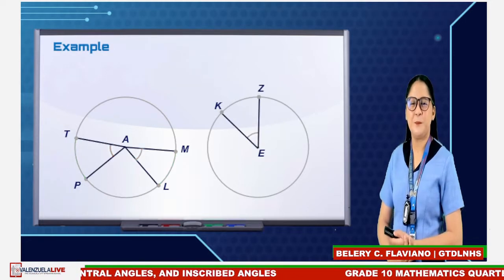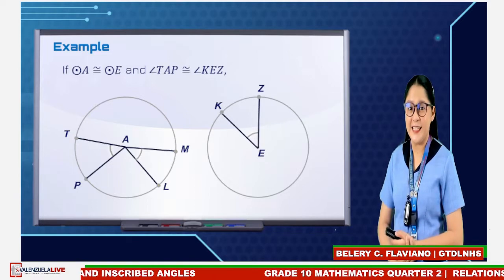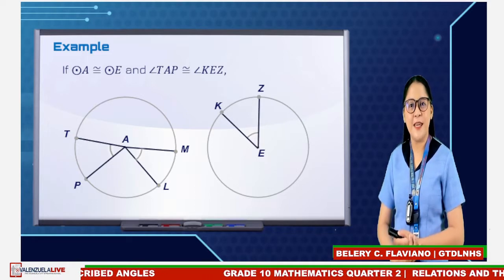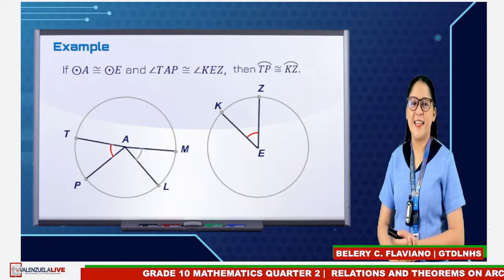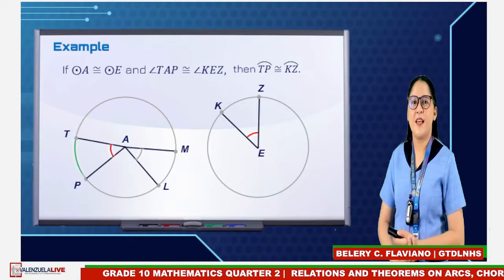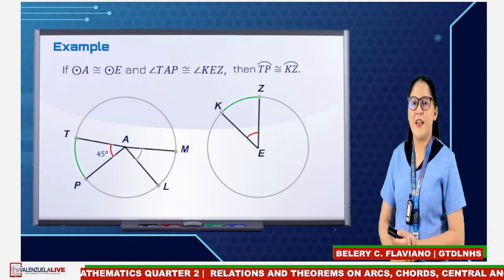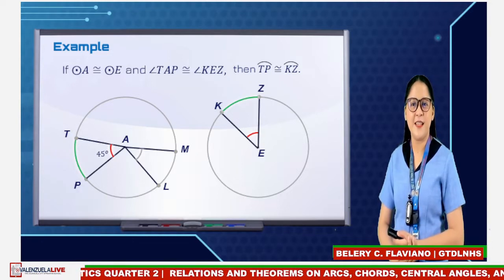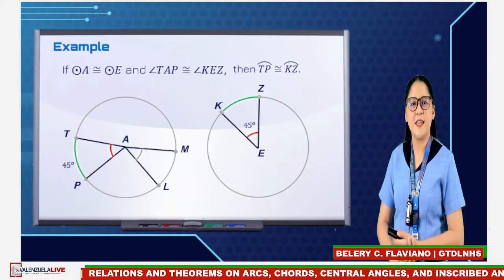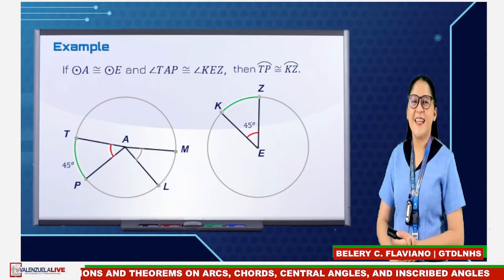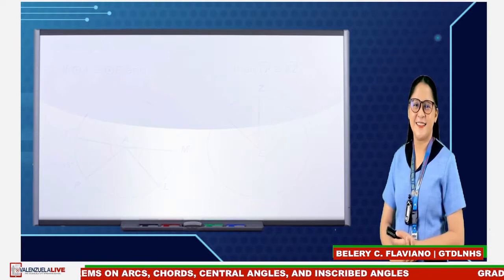Another example, if circle A is congruent with circle E and angle TAP is congruent with angle KEZ, then arc TP is congruent with arc KZ. So therefore, if angle TAP is equal to 45 degrees, then TP is also 45 degrees. If KEZ is equal to 45 degrees, then the arc KZ is also 45 degrees.